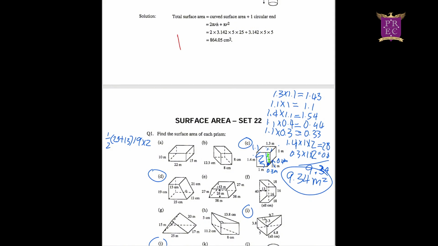Now let's have a look at this rectangle over here. It's 21 times 12, so we just do 21 times 12, leave it as that. And we've got a rectangle at the top, which is 13 times 12, we can write it as that, 13 times 12. What else do we have? It's 12 because it's the same length over here. What else do we have? We've got the bottom rectangle, which is 23 times 12. And then we've got a rectangle at the left hand side, which is, what's that? So that's 19 times 12.